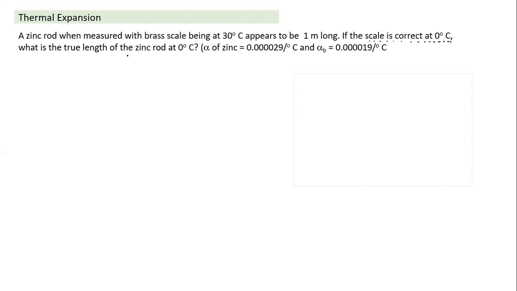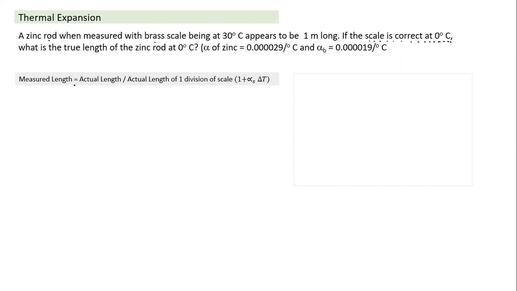So what is the true length of the zinc rod at 0 degree centigrade? That's what you need to calculate. And what are the things involved? What is the object being measured? A zinc rod. And what is the scale made of? Brass. As the temperature changes, both of them will change. The length of the scale will also change, and the length of the object measured will also change. Okay, so let's understand here.